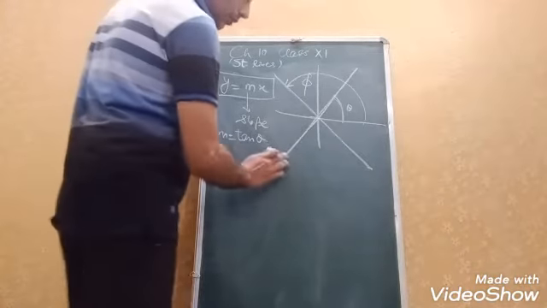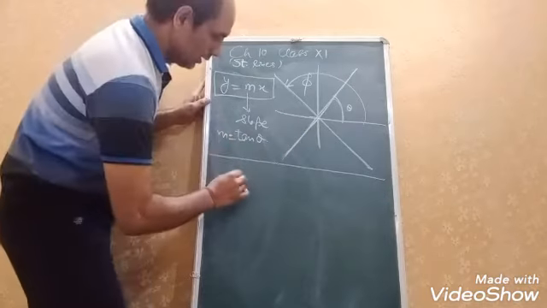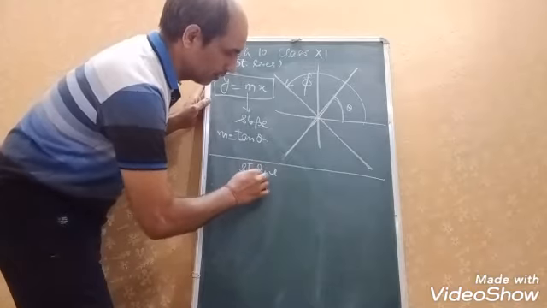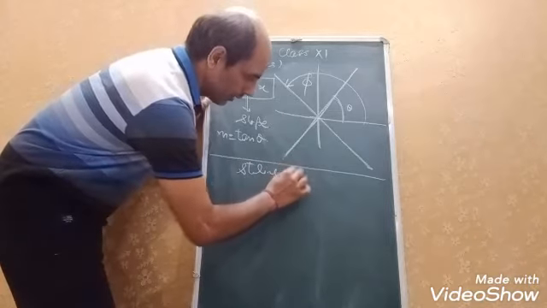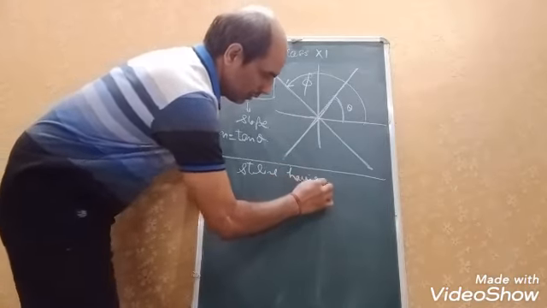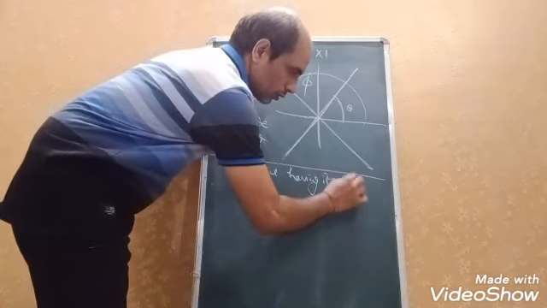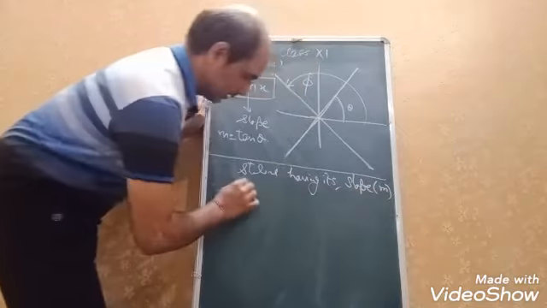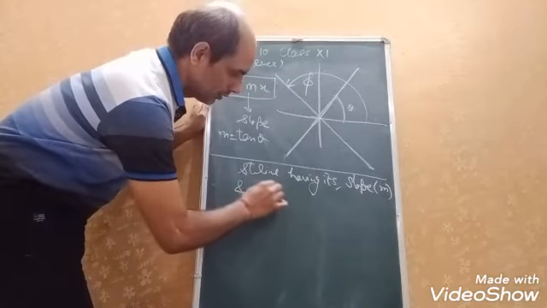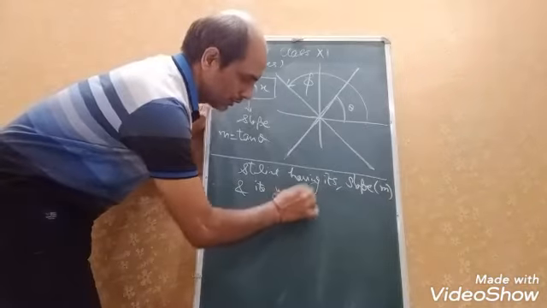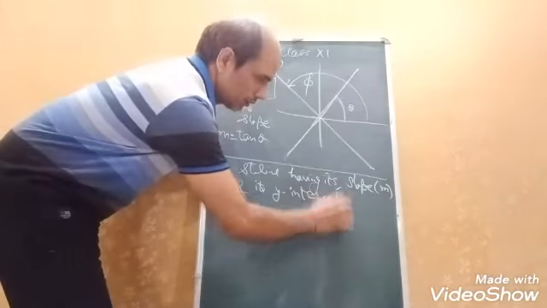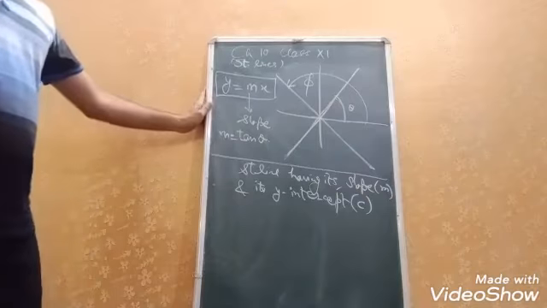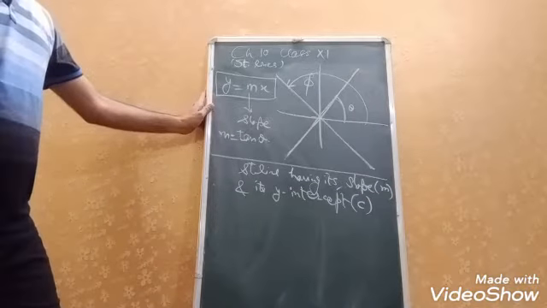Let us take another form of the line. This line, the straight line, having its slope as m and its y-intercept is known to you, say of length c. m is the slope and c being the y-intercept of the line.